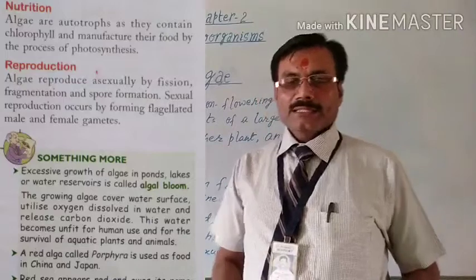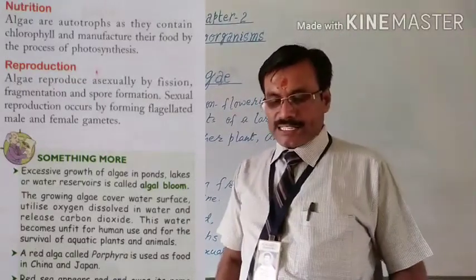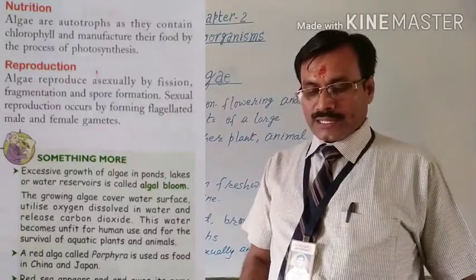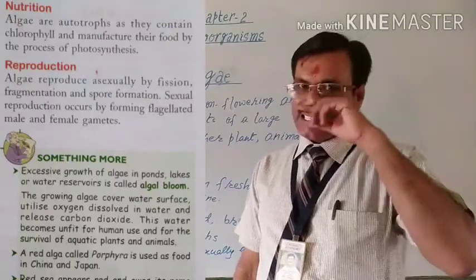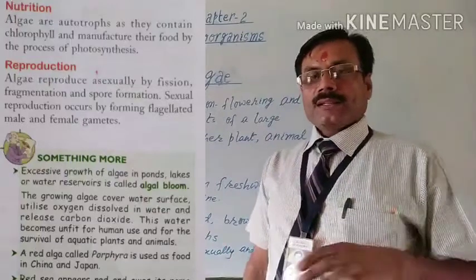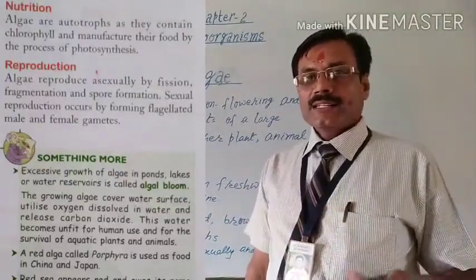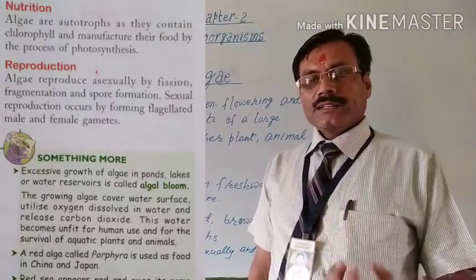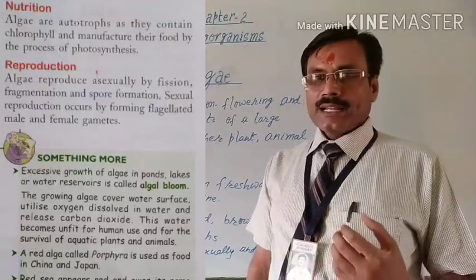Now here is something more. Some facts have been given. Excessive growth of algae in ponds, lakes or water reservoirs is called algal bloom. Sometimes when these algae spread completely in a pond or river, then they start using the maximum oxygen for their survival.